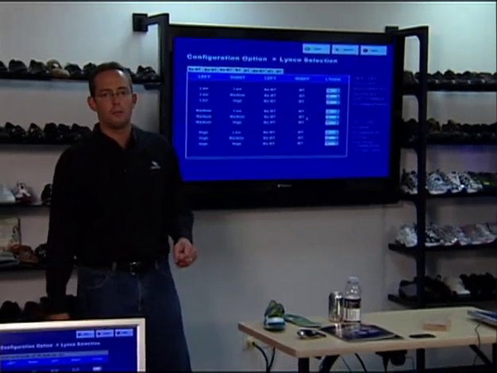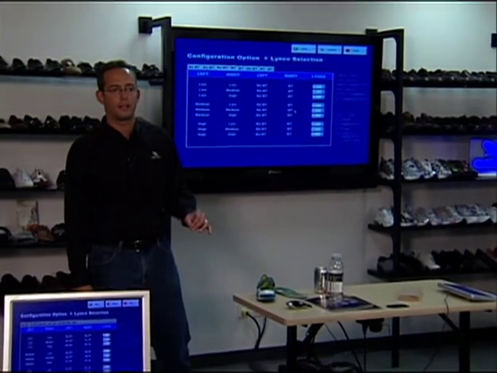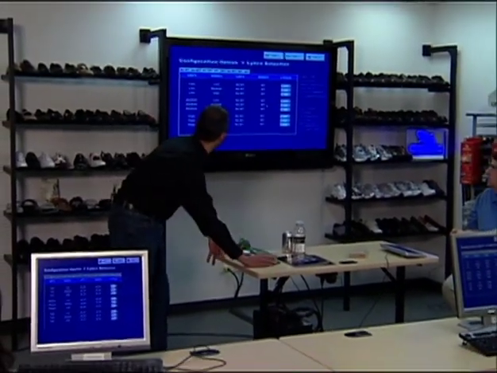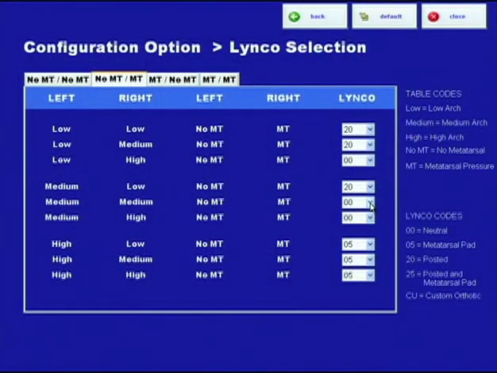You can make a valid argument that I want to try a met pad with that customer to make sure that right foot is relieved on their met pressure. All you would do is change this to 05, and then save. That's it. And if you get in trouble, click default. So you would just change that to 05, and you can do that for all of these.